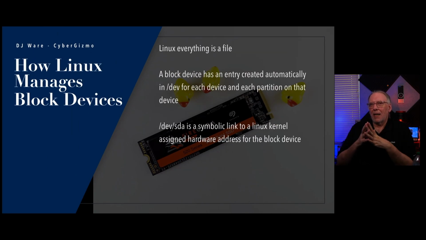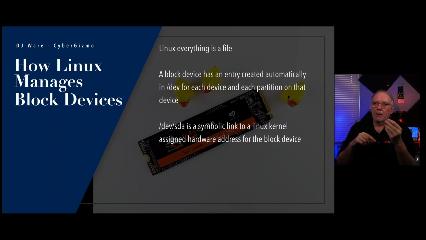The next question is, how does Linux manage block devices anyway? In Linux, just like Unix, everything is a file. So for block devices, the kernel takes the block device and creates an entry in the /dev directory, not only for each device, but each partition on that device gets a unique name.